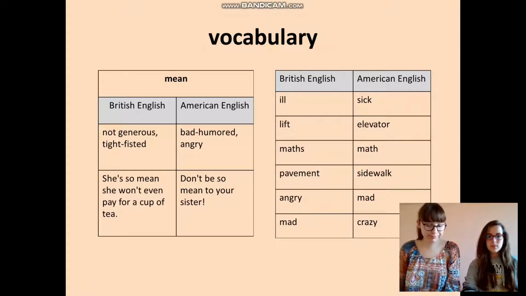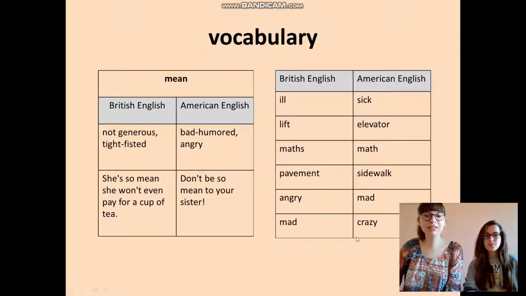It's not the same. And then, of course, there are words like lift and elevator, where you have one thing, but two different words for the same thing in British English and in American English. The same with pavement and sidewalk. Or what I found interesting, maths and math. It's just the S, but it makes a different word. Or the same, I suppose, with ill and sick. It's also two different words for the same thing.